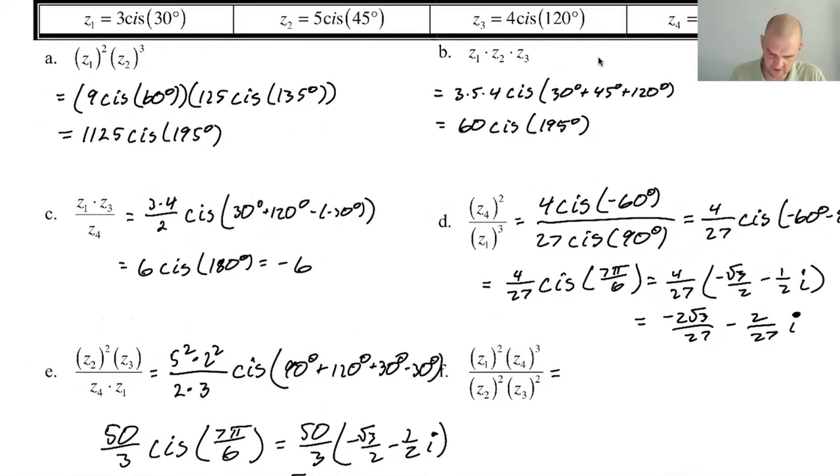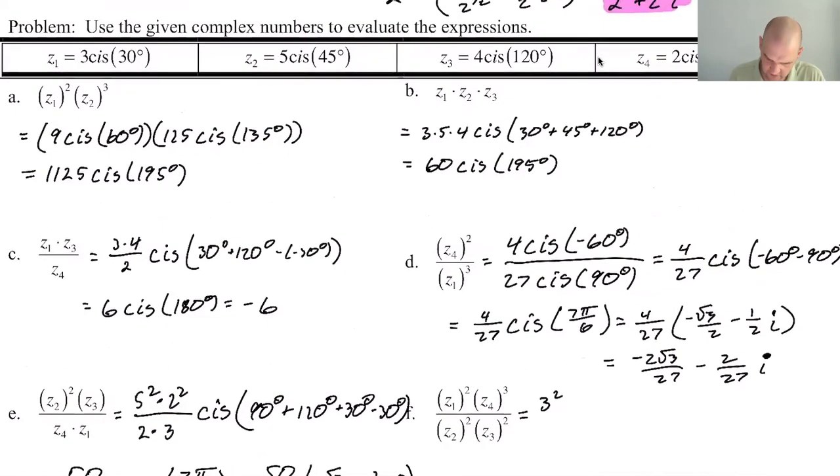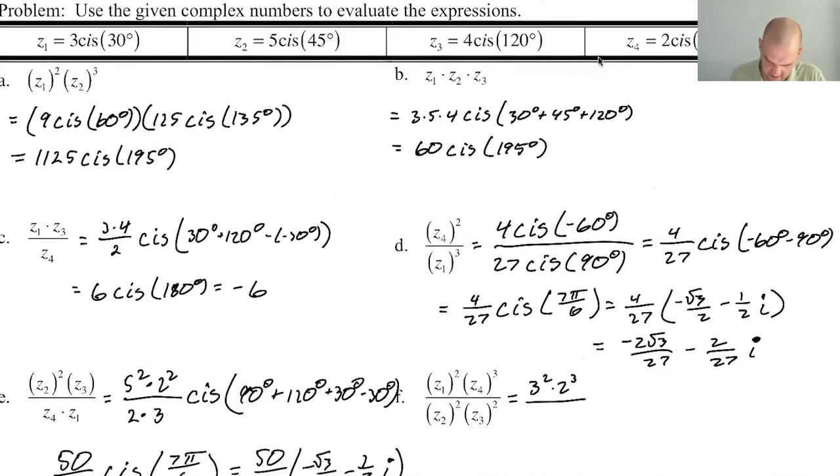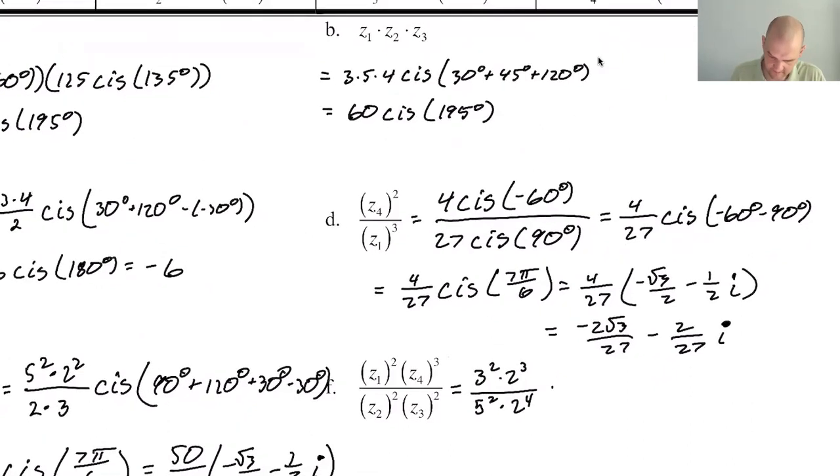So z1 squared is going to give me 3 squared. z4 cubed is going to give me 2 cubed, over z2 squared is going to give me 5 squared. z3 squared. So z3 is 4, but that's 2 squared. So 2 squared squared is 2 to the 4th. So I'm going to write it that way. I'm always thinking, what could speed this along? And that definitely does. Cis.